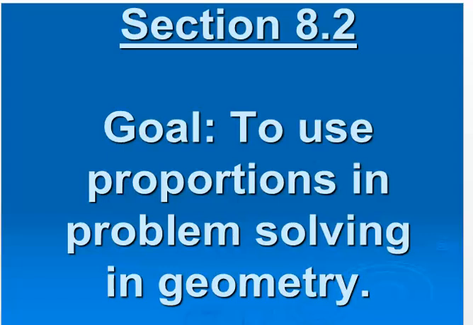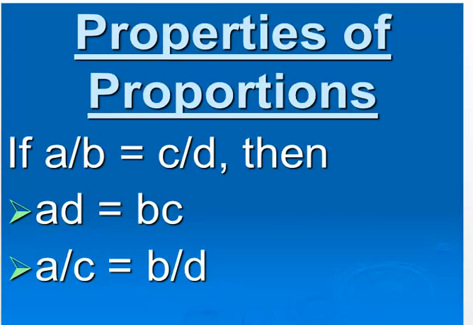In section 8.2, we're going to use proportions in problem solving and geometry. We have some properties of proportions that we talked about in section 1, and we're going to add a few properties to those. So if we're given A over B equals C over D, then we know that we can multiply the extremes and multiply the means, and those two are equal. So A times D is equal to B times C.